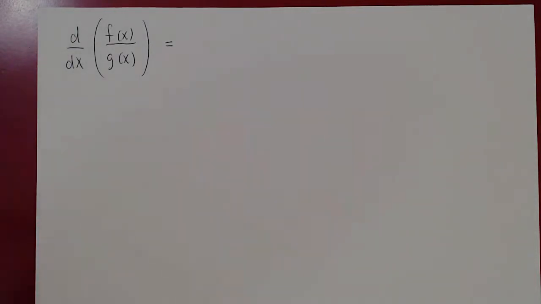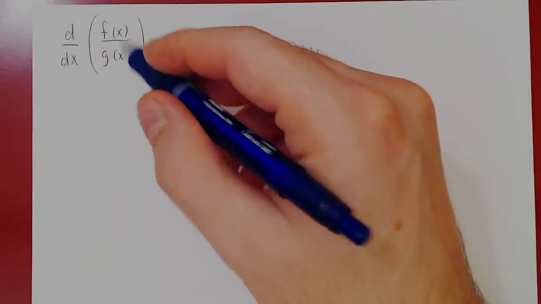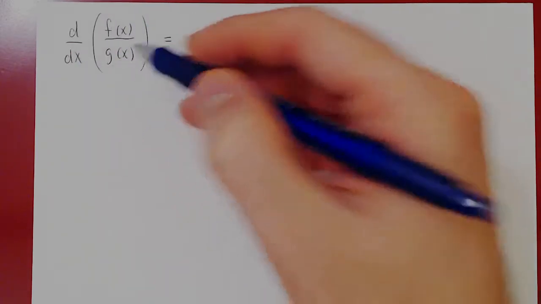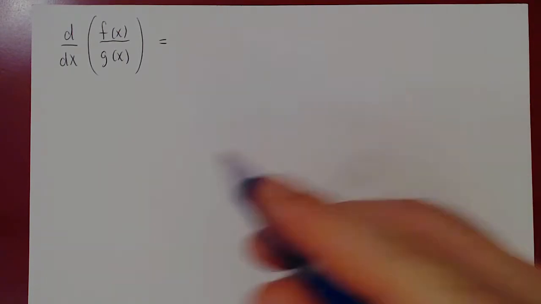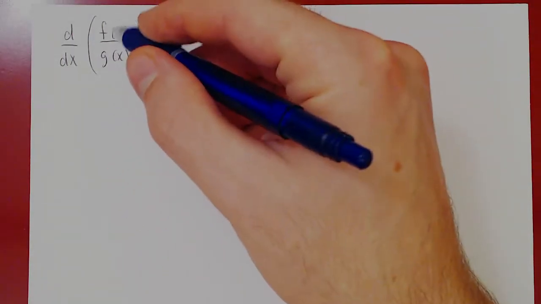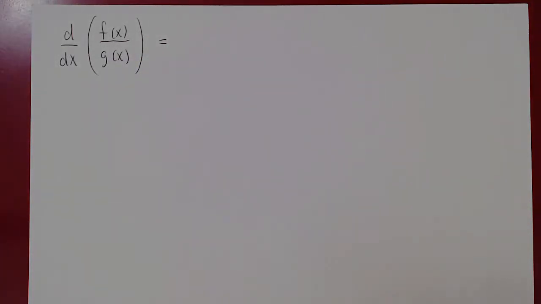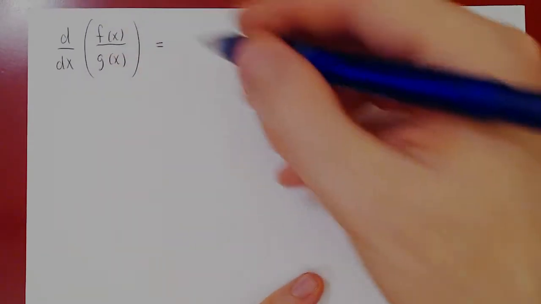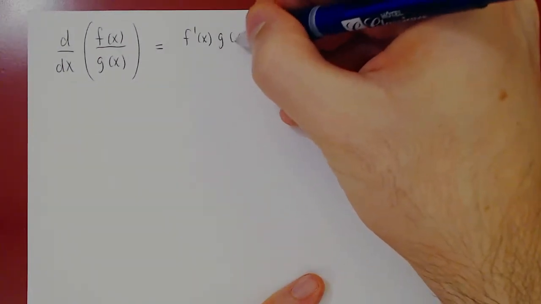Okay, so in this video, we will look at the quotient rule, and that is how to differentiate a quotient of two functions. So how do we find the derivative of f of x over g of x? The quotient rule shares part of almost the product rule. So the derivative of f over g will be the derivative of f, so f prime of x, times g.